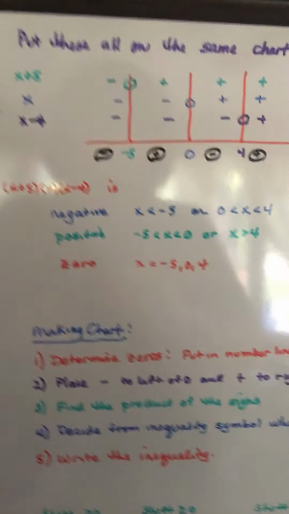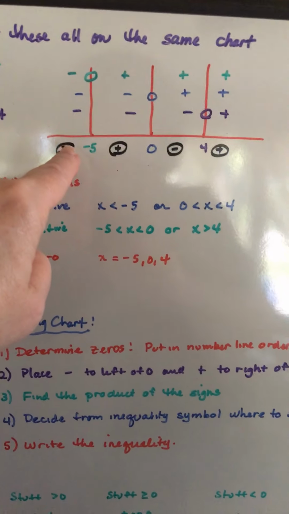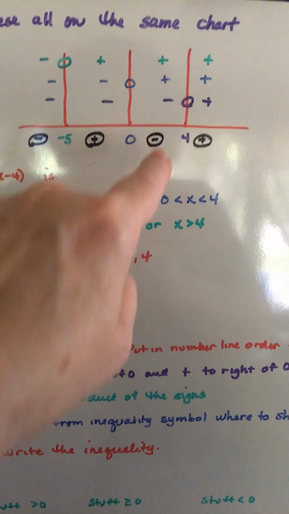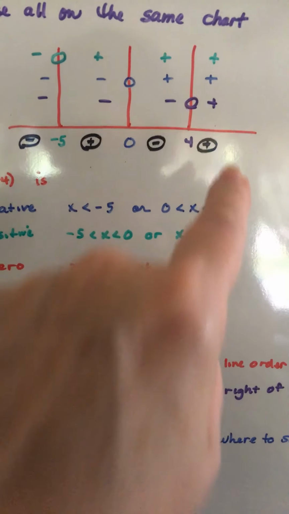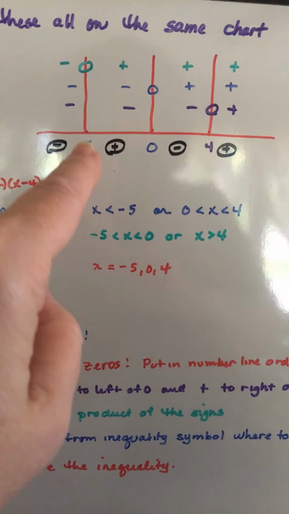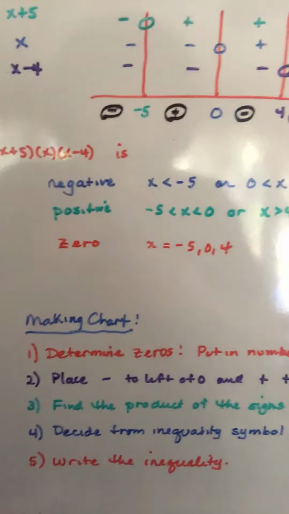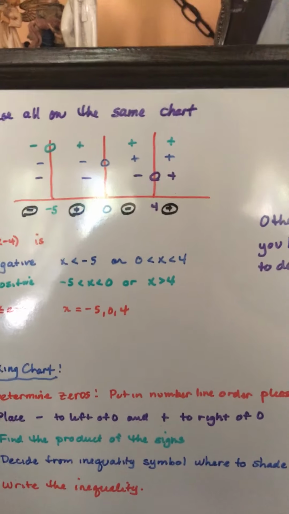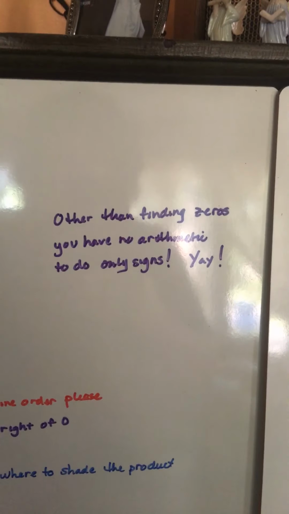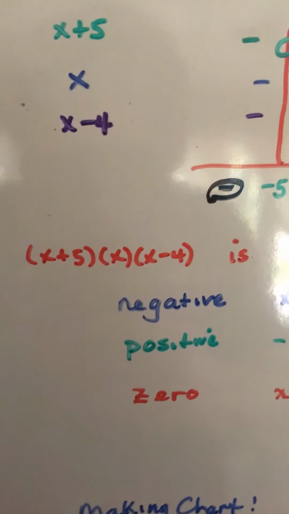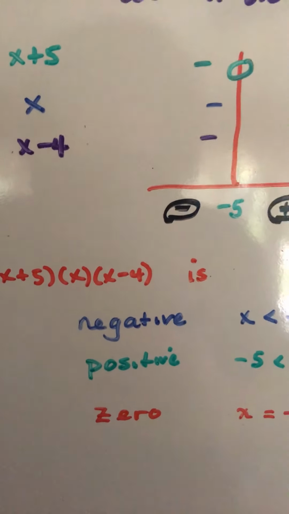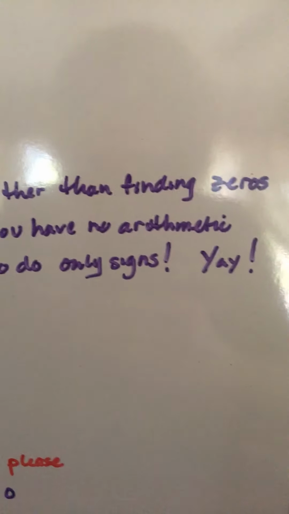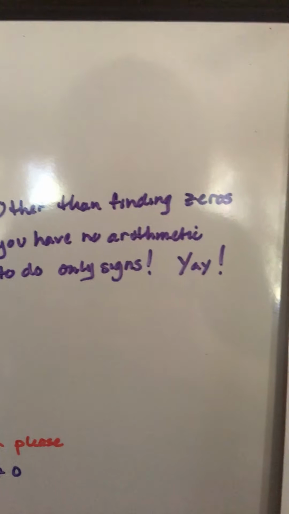So notice that this product is negative when I'm less than negative 5 or between 0 and 4. It's positive between negative 5 and 0 and when I'm greater than 4. And it's 0 at negative 5, 0, and 4. This is the idea of what we're going to do to determine the solution to less than 0, greater than 0, less than or equal to 0, greater than or equal to 0. You don't have to think about numbers other than finding the zeros.